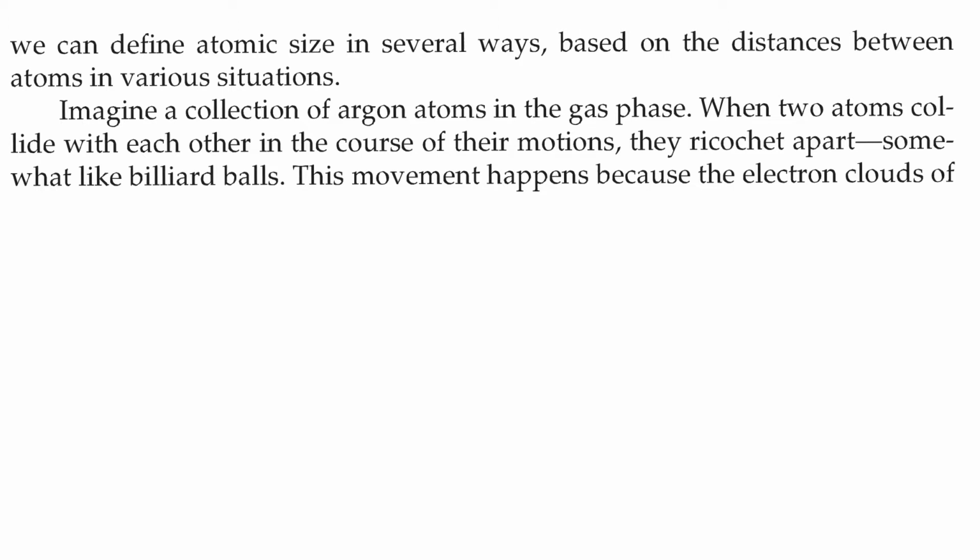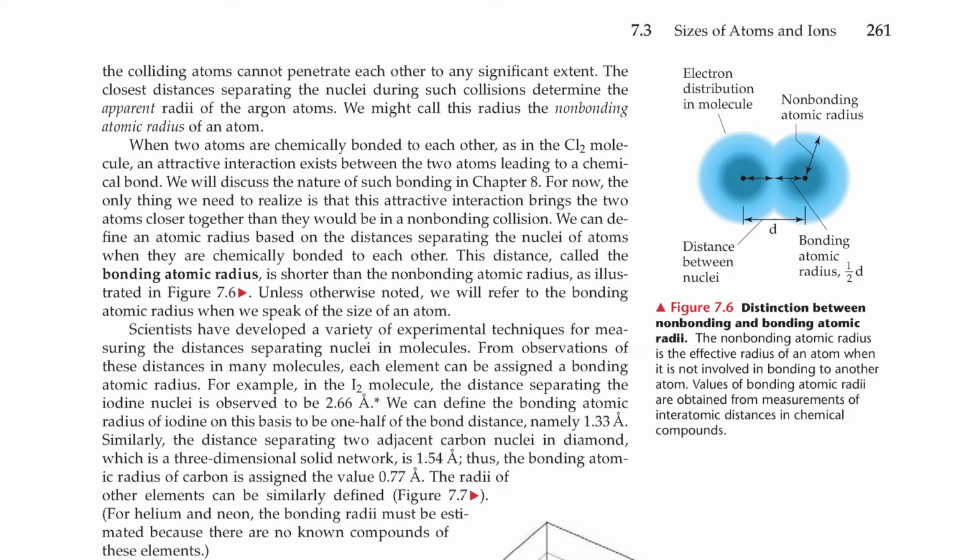Imagine a collection of argon atoms in the gas phase. When two atoms collide with each other in the course of their motions, they ricochet apart, somewhat like billiard balls. This happens because the electron clouds of the colliding atoms can't penetrate each other to a significant extent. The closest distances separating the nuclei during the collisions determine the apparent radii of the argon atoms. We might call this radius the non-bonding atomic radius of the atom.